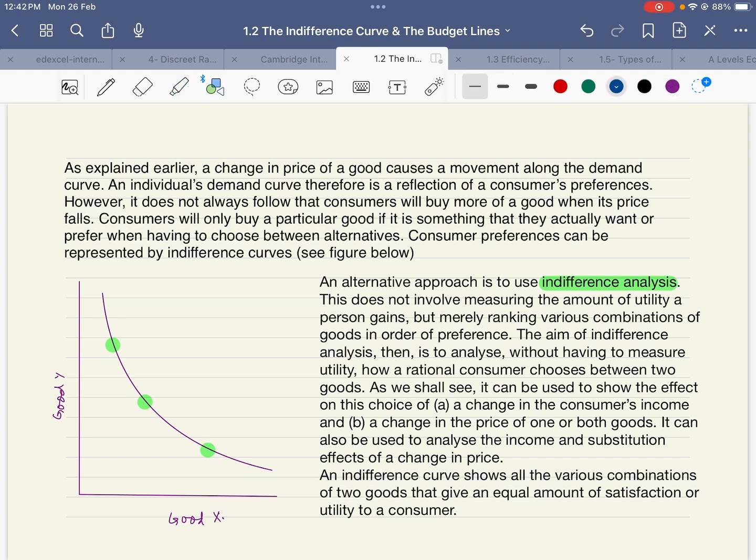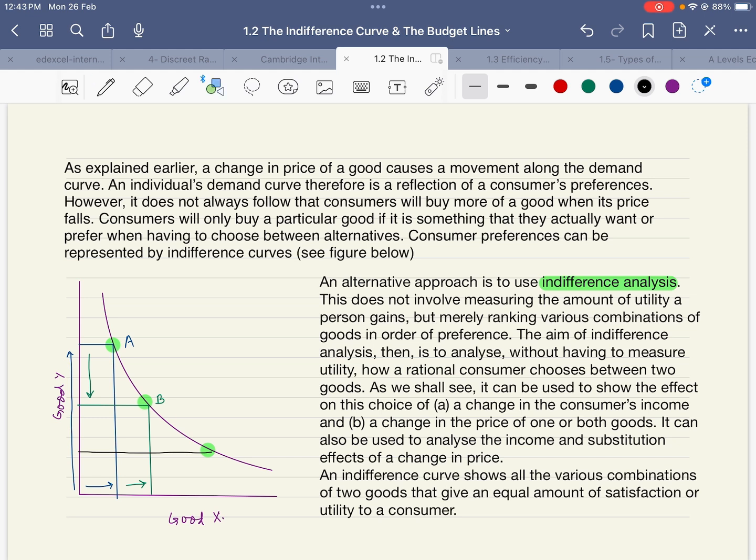Let's have a look. If the consumer is consuming at this point, let's call it A. At point A, the quantity of good X consumed is less, whereas the quantity of good Y consumed is more. At the other point, which is point B, the quantity of good X that the consumer is consuming has increased, whereas the quantity of good Y that the consumer had been previously consuming has come down. And similarly, we have another point.